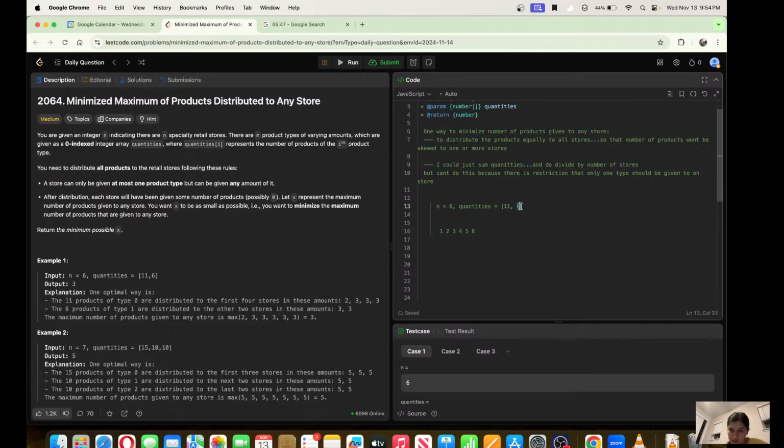So since this is 6, right, so it means that I have 1 6 and 1 11. So 6 I should distribute to some stores, and 11 I should distribute to some stores. If I distribute 6 and I distribute 11, how could I distribute them equally? 11, I can distribute it as maybe, I have 6 stores.